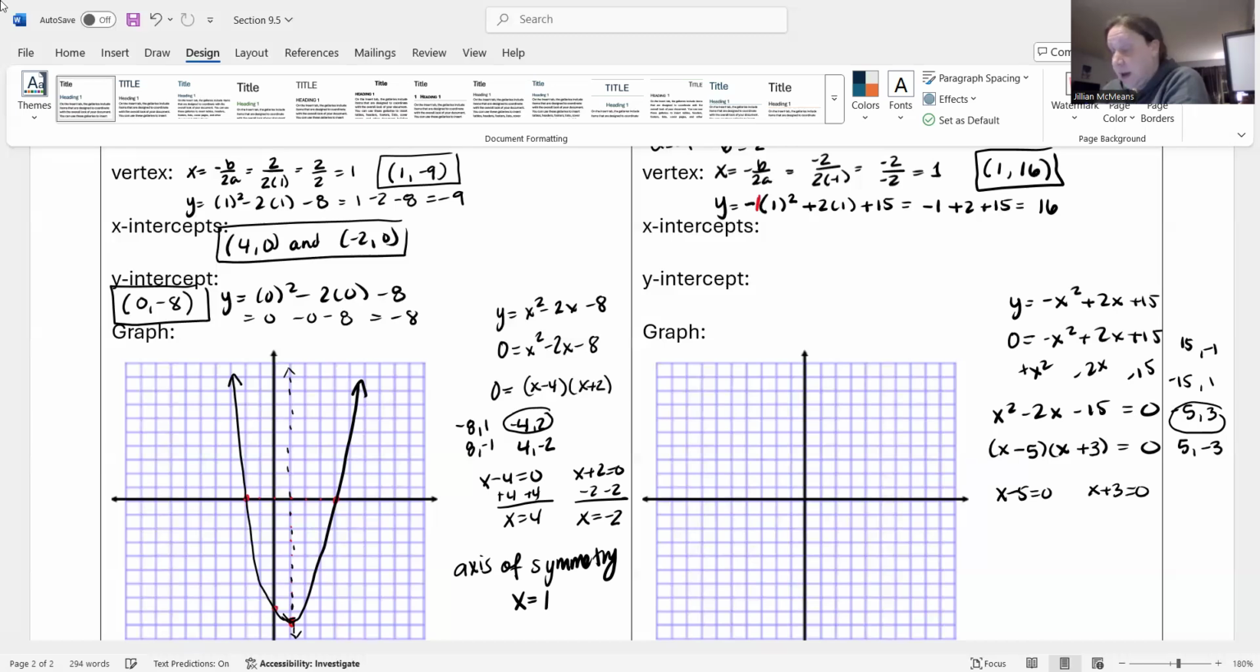For the first factor, we add 5 to both sides. So that tells me x is equal to 5. And then for the second factor, we have x plus 3 equals 0. So we subtract 3 from both sides. And that leaves me with x is negative 3.